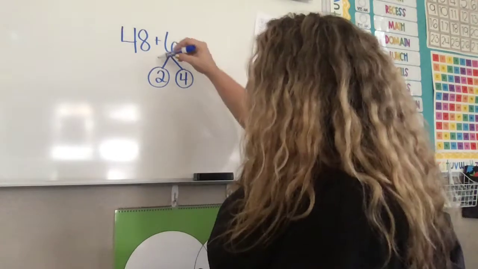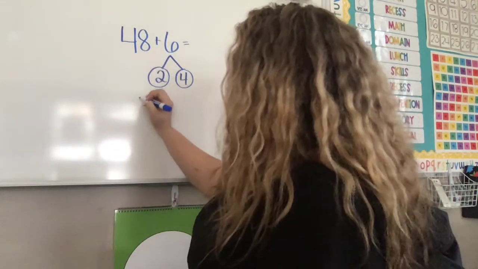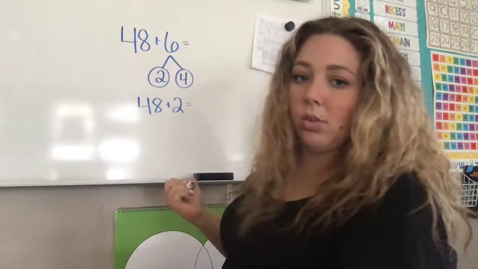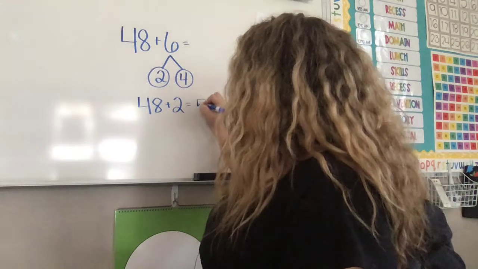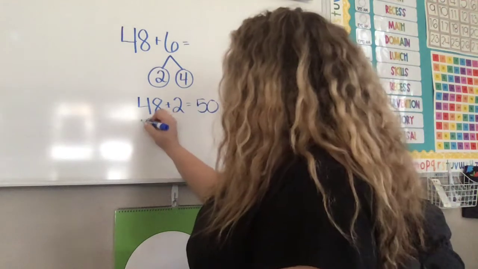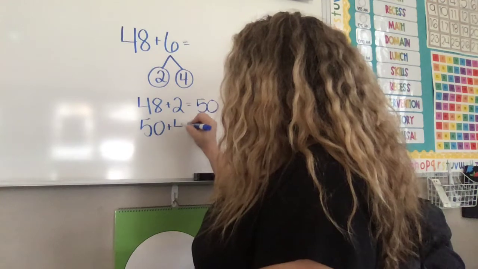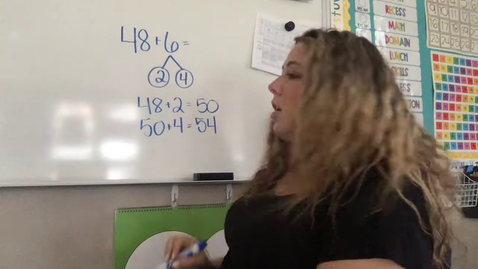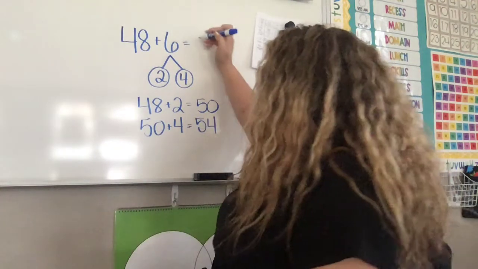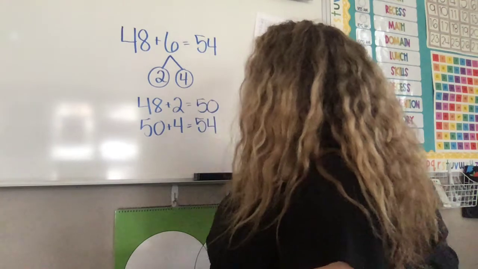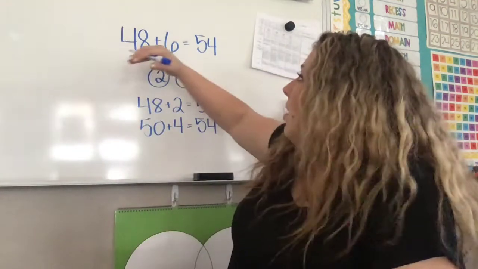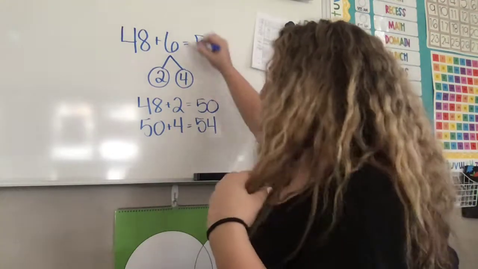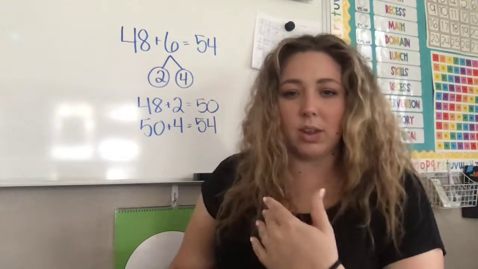Now what we're going to do is we're going to cancel them out. We know that 48 plus 2 equals what? 50. We've made our 10. Then we know that 50 plus 4 equals 54. So that would solve our whole problem. 48 plus 6 equals 54. Like I said, we're not trying to teach them how to solve this. We're teaching them how to create a 10, place value, and number bonds, fact families. So that's why we're doing it this way.